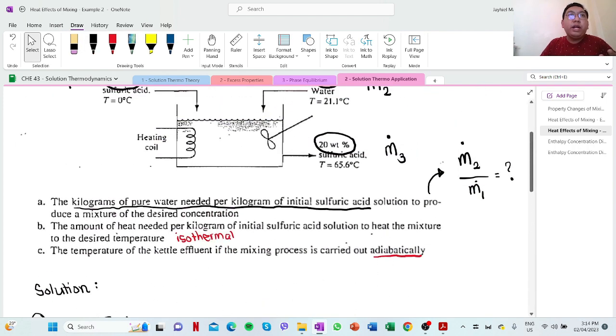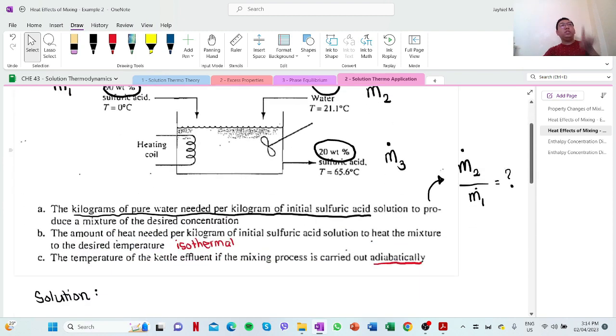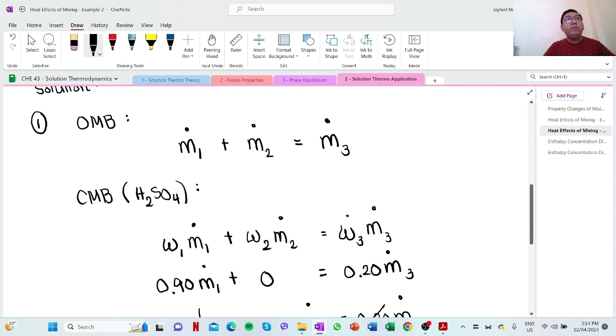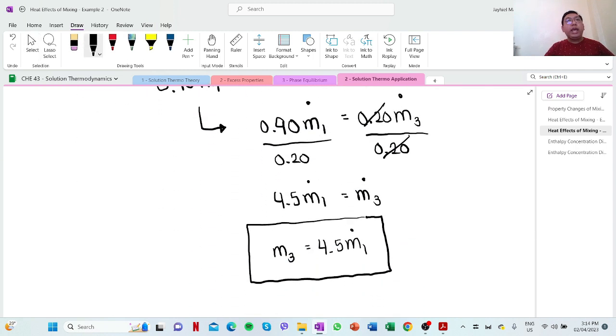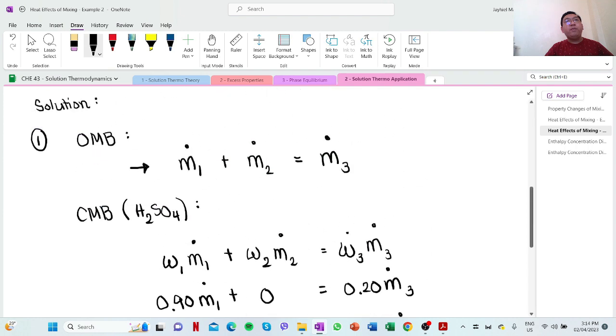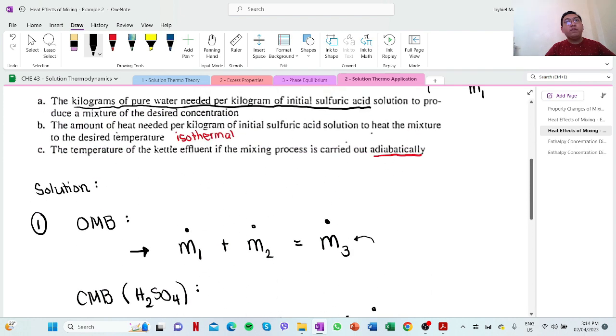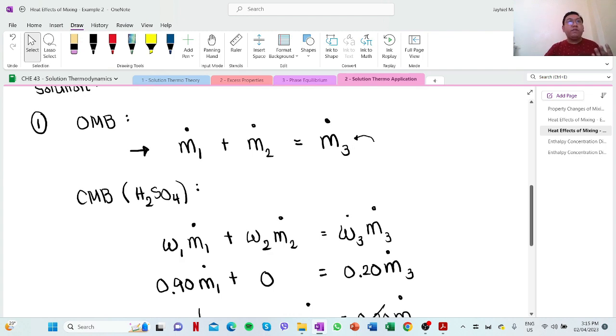Now, what is required in item A is M2 over M1, because it's the kilograms of pure water needed per kilogram of initial sulfuric acid solution, which is the M1. So I will be using this equation over here. I will substitute M3 equals 4.5 M1 in this part of the equation to get M2 in terms of M1. So I'll try this one and see if it works.